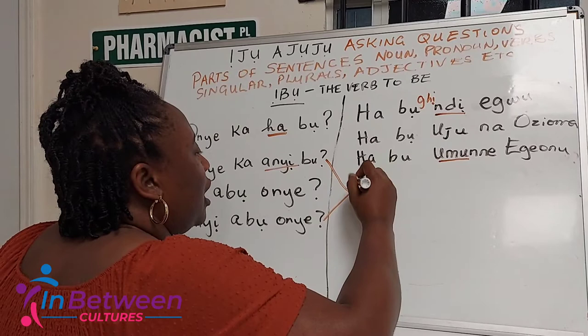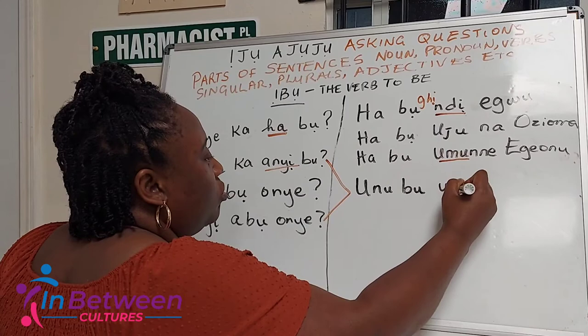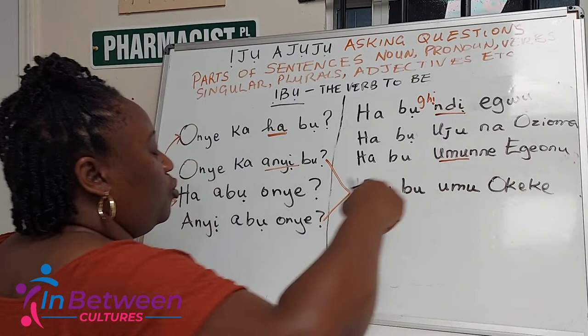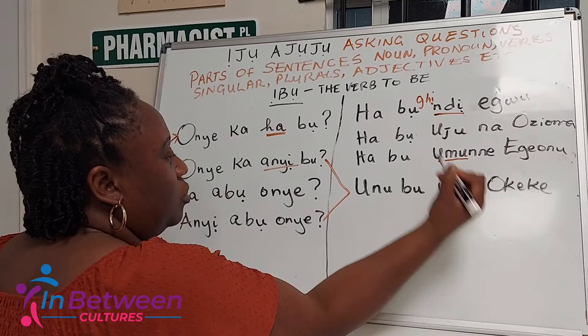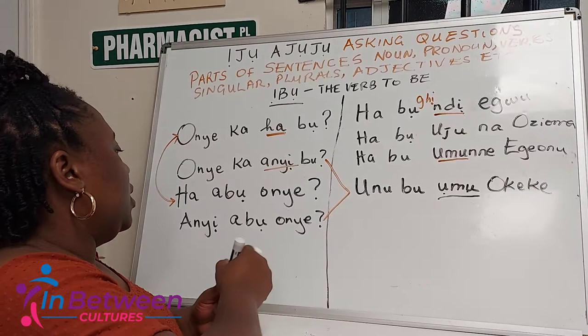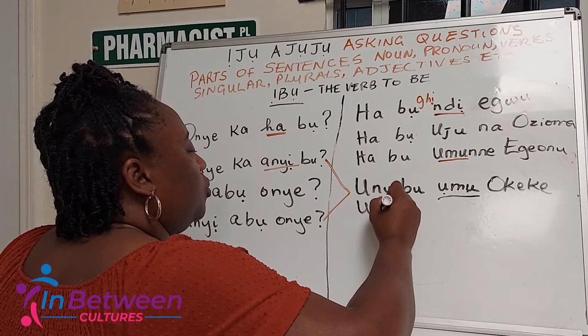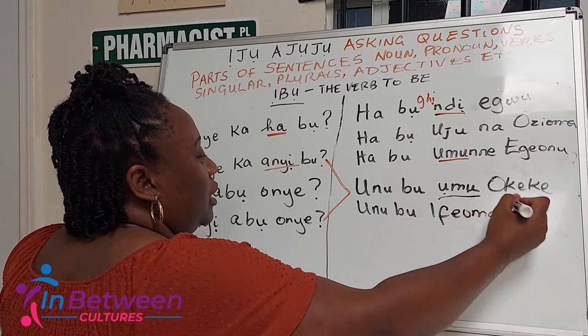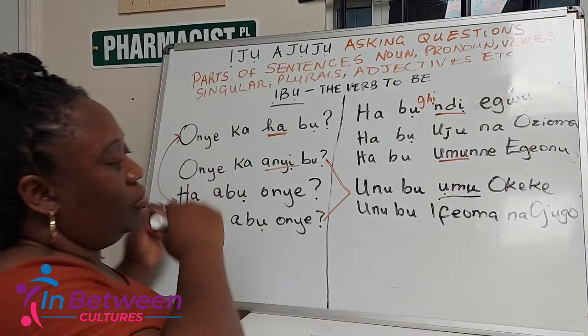How they will say, unu bụ ụmụ Okeke. You are Okeke's children. You see, ụmụ means plural, more than one child. If it's singular, it would be nwa Okeke. But plural, ụmụ Okeke. Okay? Now, let us mention our names. Unu bụ Ifeoma na Ajụjụ. So I've mentioned there are two names. Unu bụ Ifeoma na Ajụjụ.